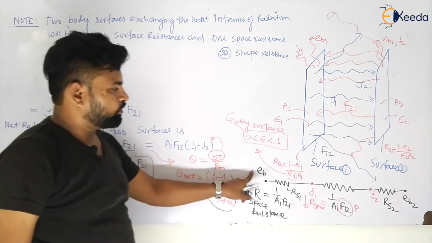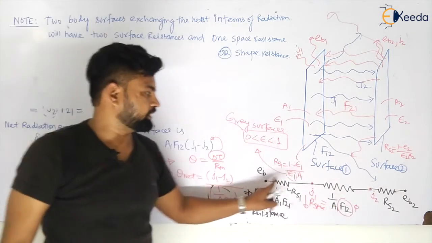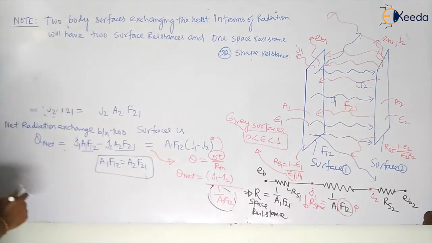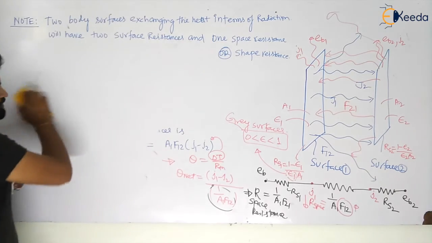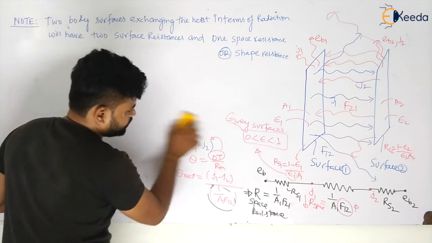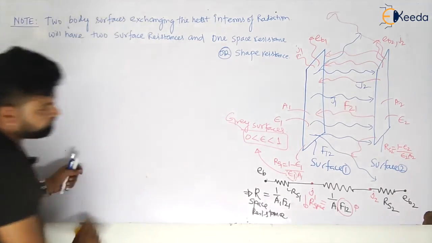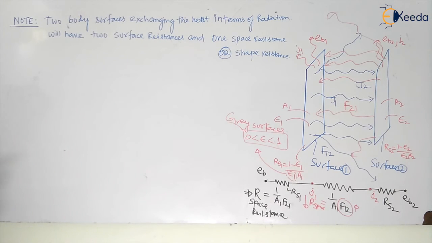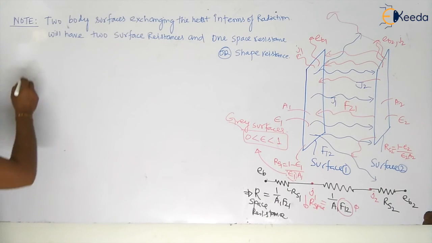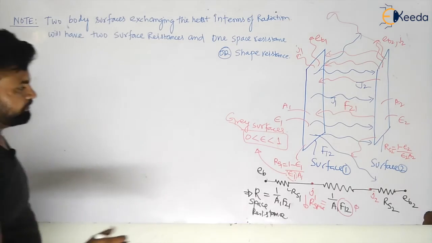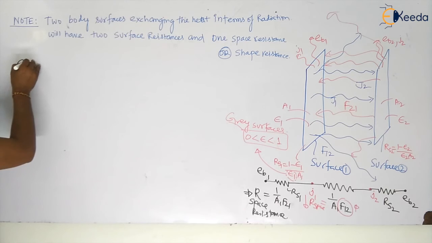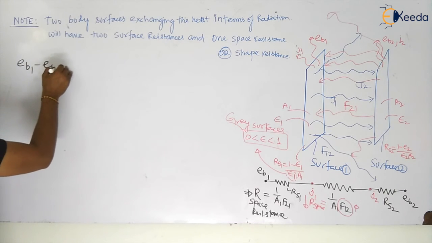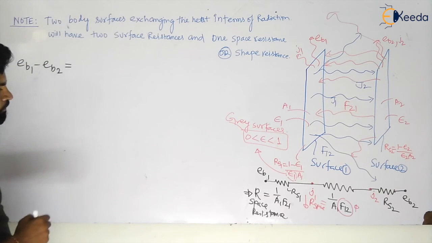So can I calculate the total resistance now from this circuit? Yes, I can calculate. Let us see the net effective resistance for radiation, my dear students. The effective resistance for radiation will become equal to, that is EB1 and that is EB2. So we can write EB1 minus EB2 is equal to delta T.